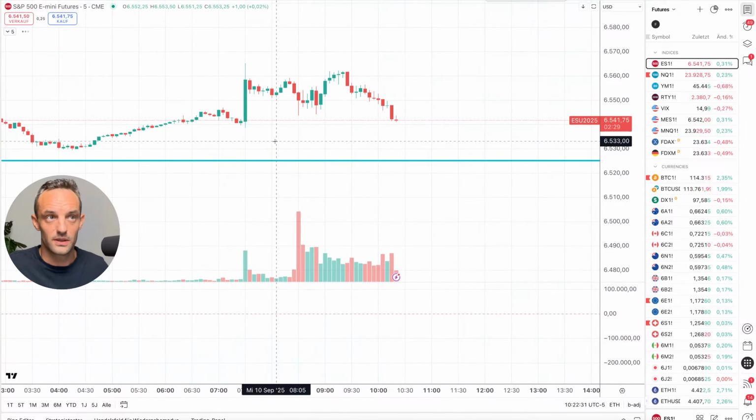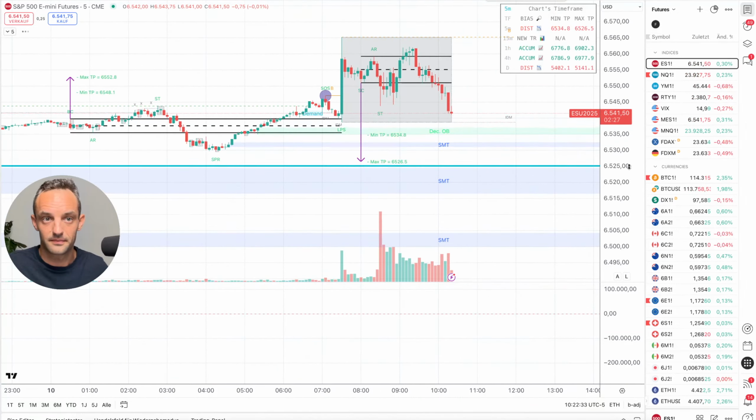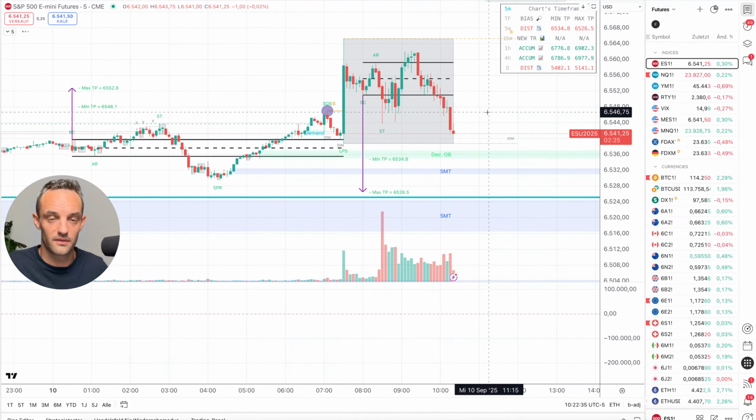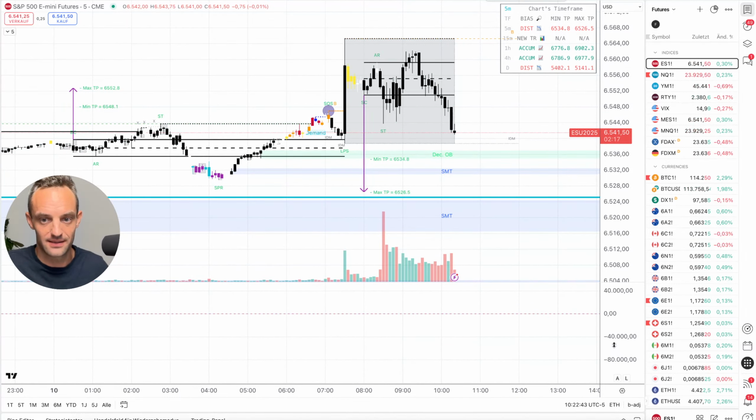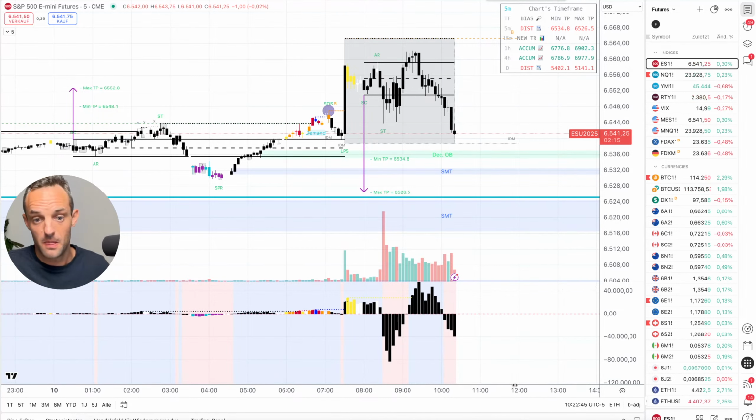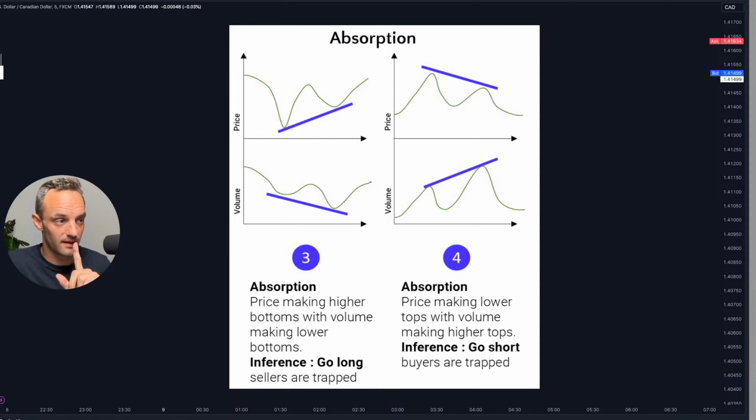Okay, let's do it. Let's go down to the lower time frames and see what the volume analysis is giving us. Before we jump into this, I want to mention again the importance of these two methods.